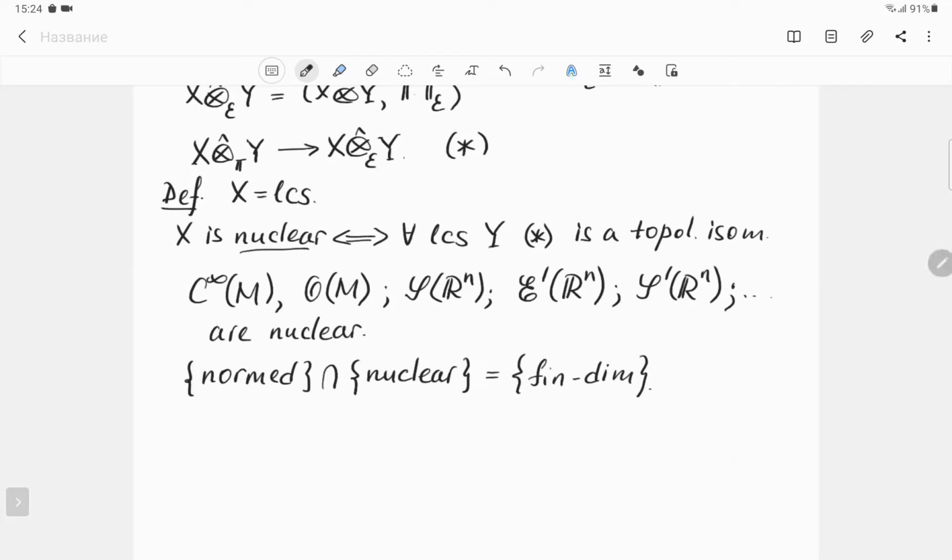So if we look at this definition of a nuclear locally convex space, then it looks very similar to our definition of a nuclear C-star algebra. We just replace the projective tensor product by the maximal C-star tensor product and the injective tensor product by the minimal C-star tensor product.